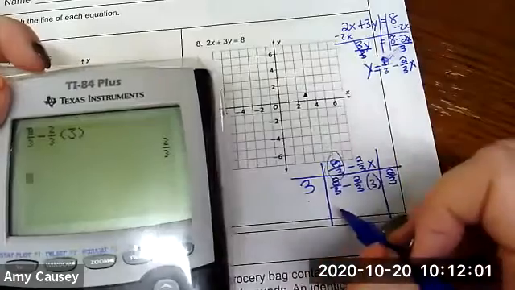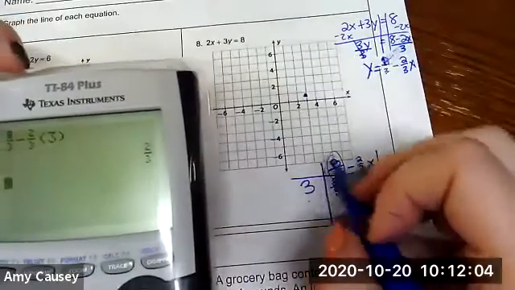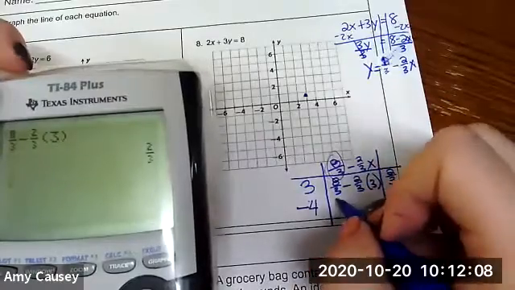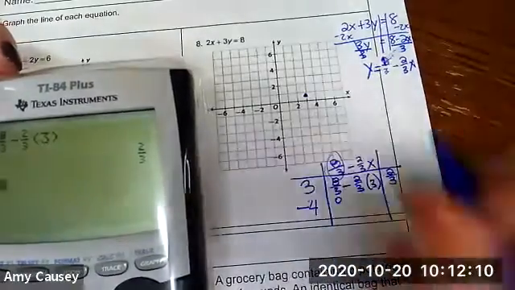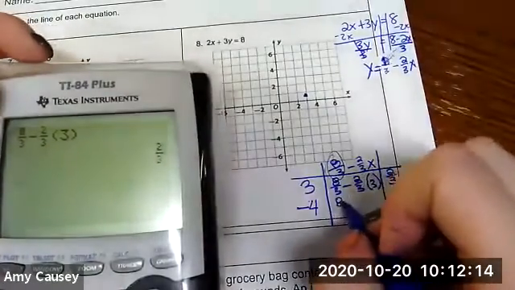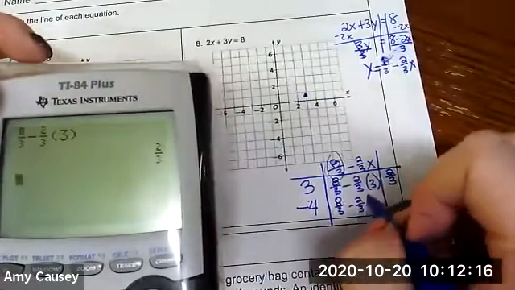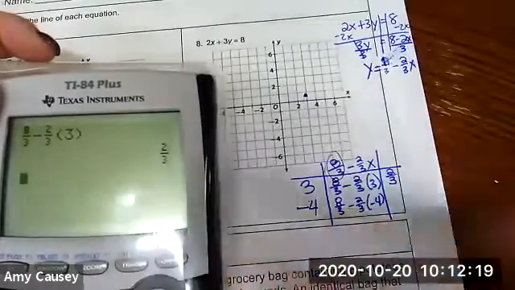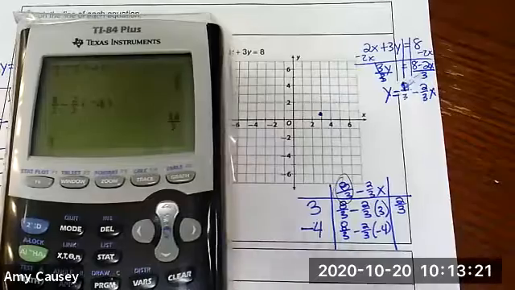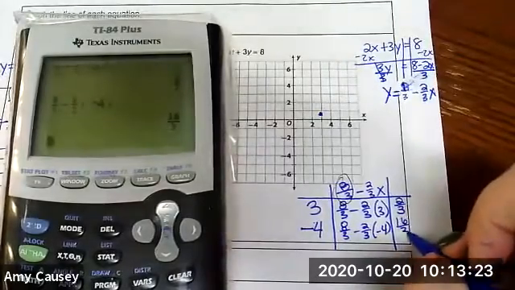I'm going to pick another number. I'm going to go with -4. I just want something over here. Plug that into my equation. And then I'm going to type it into my calculator. This is going to be one messy equation, and that is okay. So I'm going to put 16 over 3.